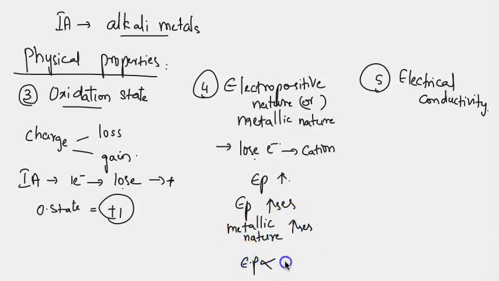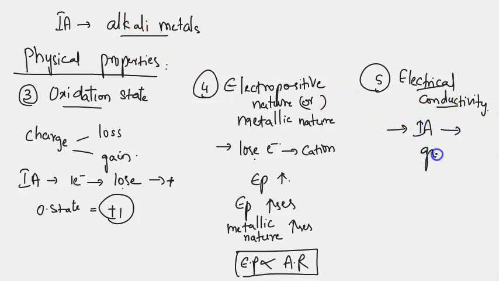Electropositive nature is directly proportional to atomic radius. And the next property is electrical conductivity. 1A group elements, or alkali metals, are good conductors of electricity because of the free electrons present in the outermost shell, and as they readily convert into cations, they can lose this valence electron readily and show greater electrical conductivity. So down the group, electrical conductance also increases with the increase in size. So electrical conductivity is directly proportional to atomic radius.